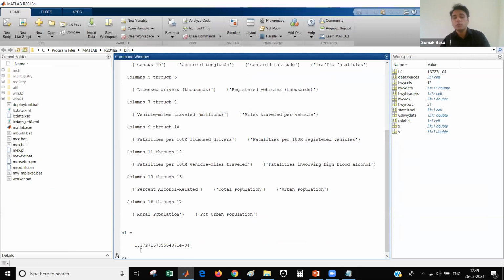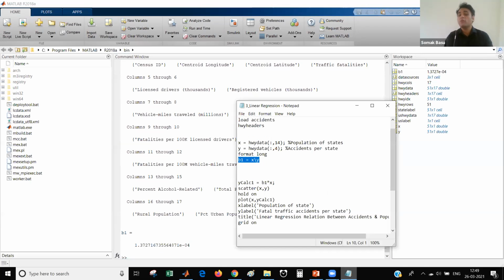The value of b1 comes out to be 1.372e-04. What does this mean? 1.3727, this big value, into 10 to the power minus 4. To write 10 to the power minus 4 in MATLAB, we write e minus 04. So e minus 04 means 10 to the power minus 4. The value of b comes out to be 1.372 something into 10 to the power minus 4. This is one of the coefficients.